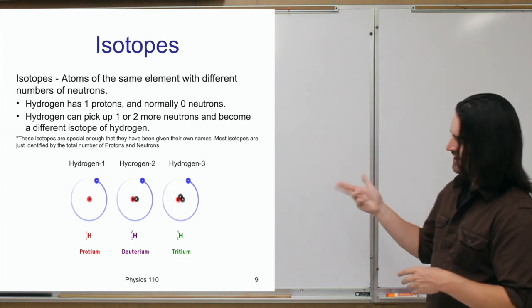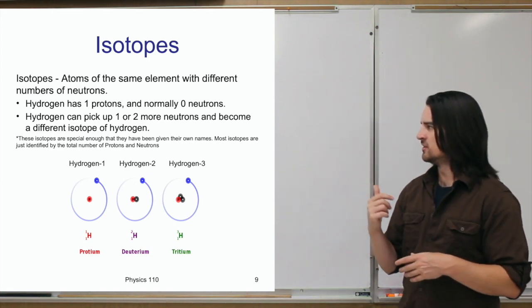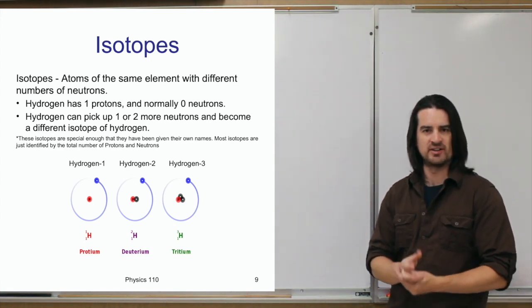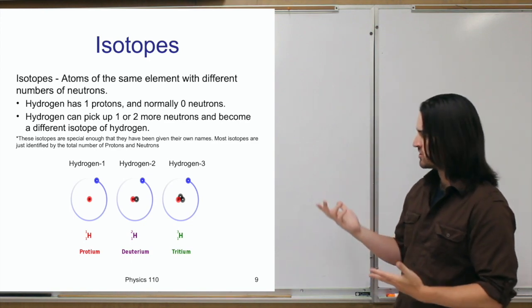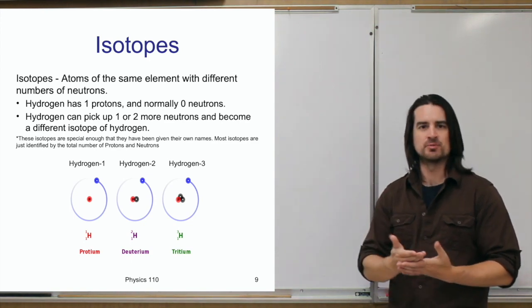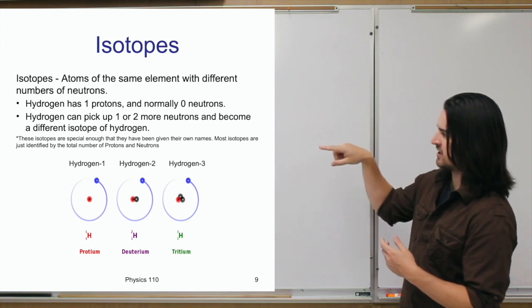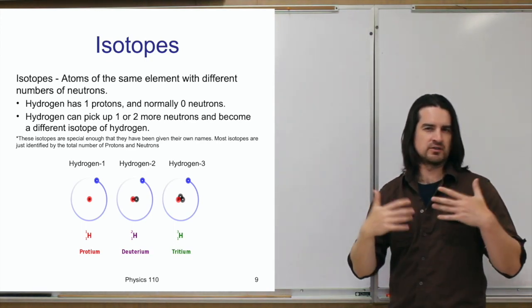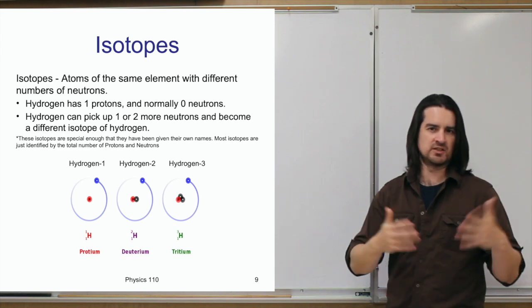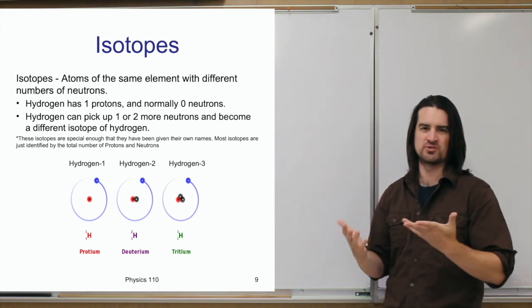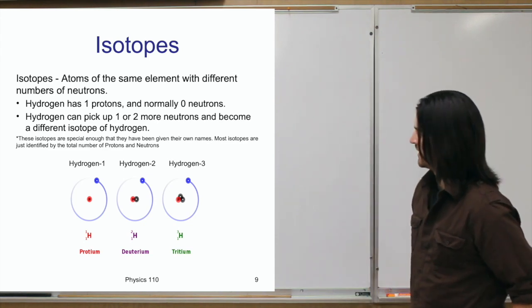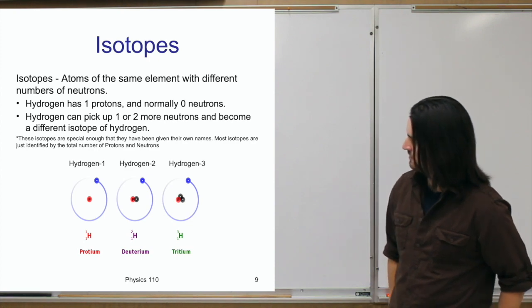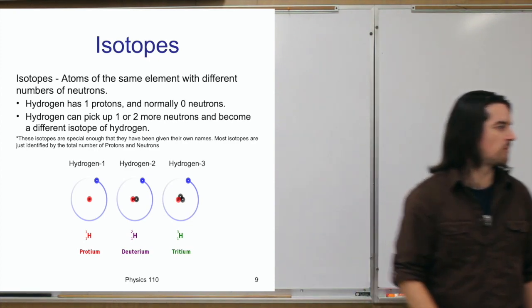So these isotopes of hydrogen are special enough, common enough that they get their own names. Most of the time, if you're talking about an isotope of something, you're just using names like hydrogen 1, hydrogen 2, hydrogen 3. Like if you have an isotope of carbon, like carbon 14, carbon 15, carbon 16. You don't usually get special names just for each isotope. But hydrogen is pretty special in itself. So we get some nice names.